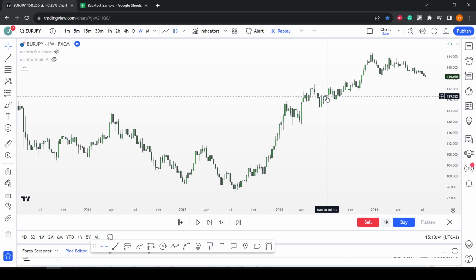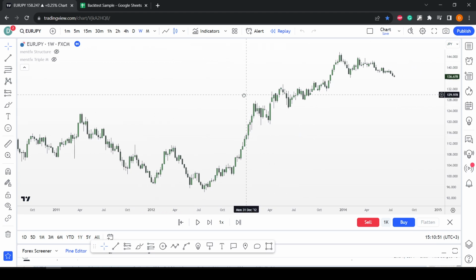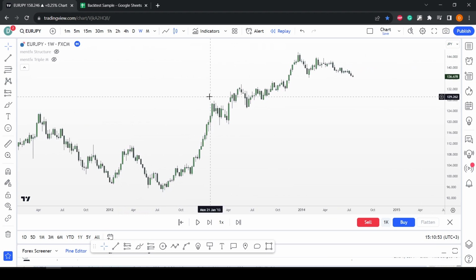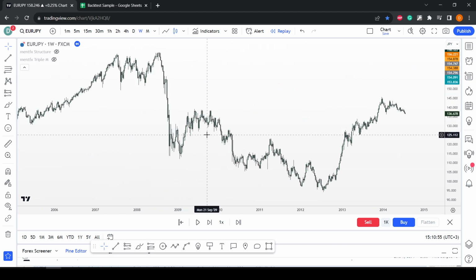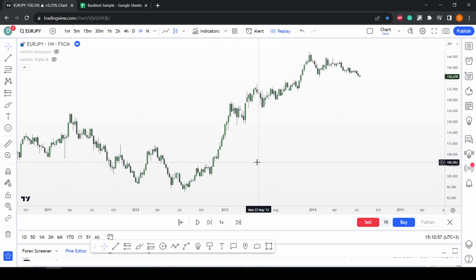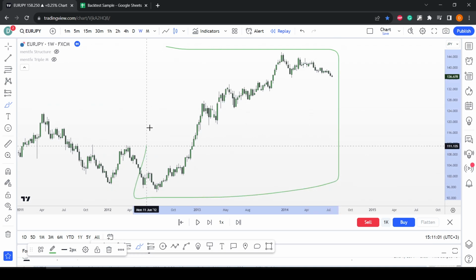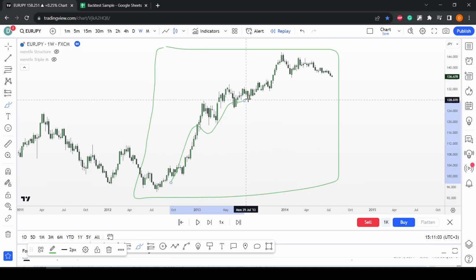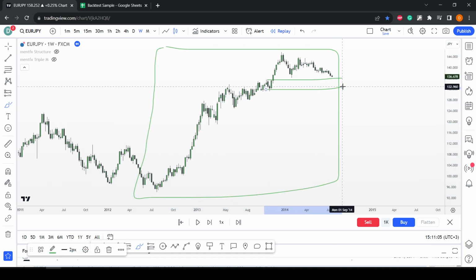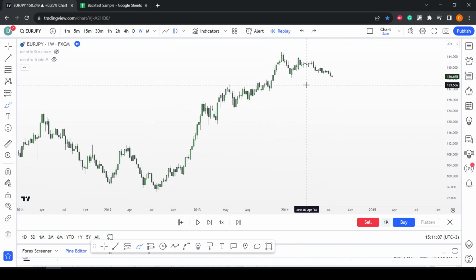I will try to pick more or less good quality setups. Not necessarily maximum quality, but yeah. And starting from weekly, I will just ignore this part of price action and see this part of price action as a bullish market, more or less, with this zone for a potential mitigation. So I will just leave it here.